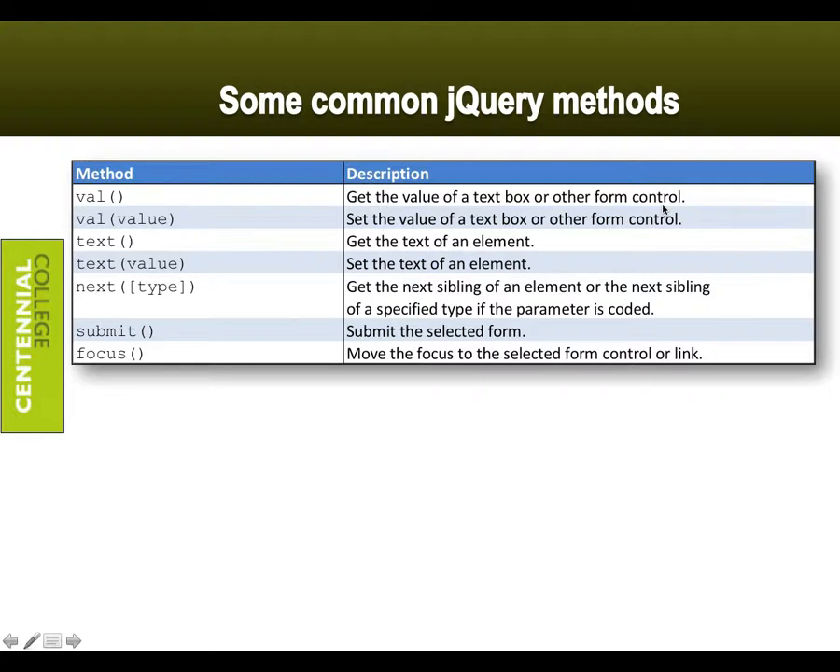So if I had, let's say, a value of 5, my user entered 5, and I want to get the value into a variable, I would use val. If I want to set the value of a text box, some kind of entry form control, then this is where I would use val, right?